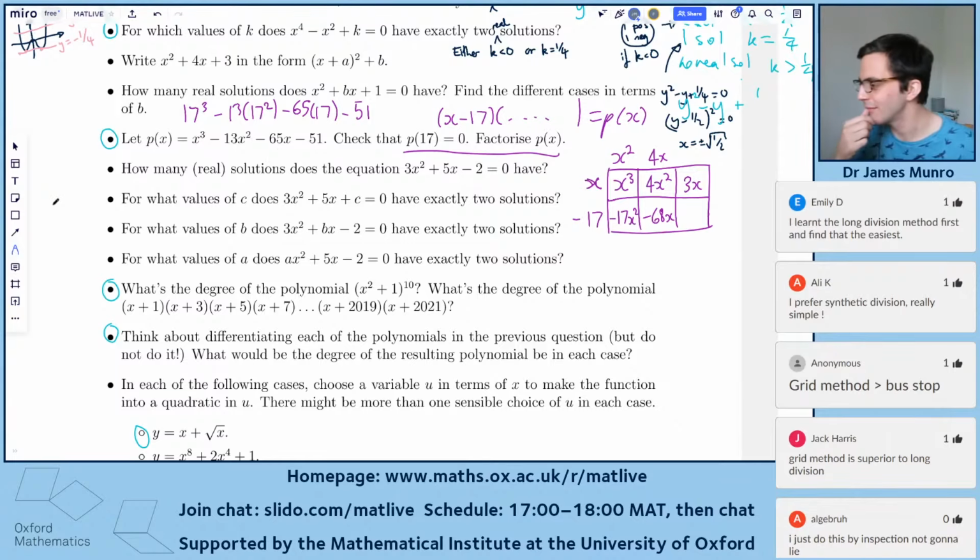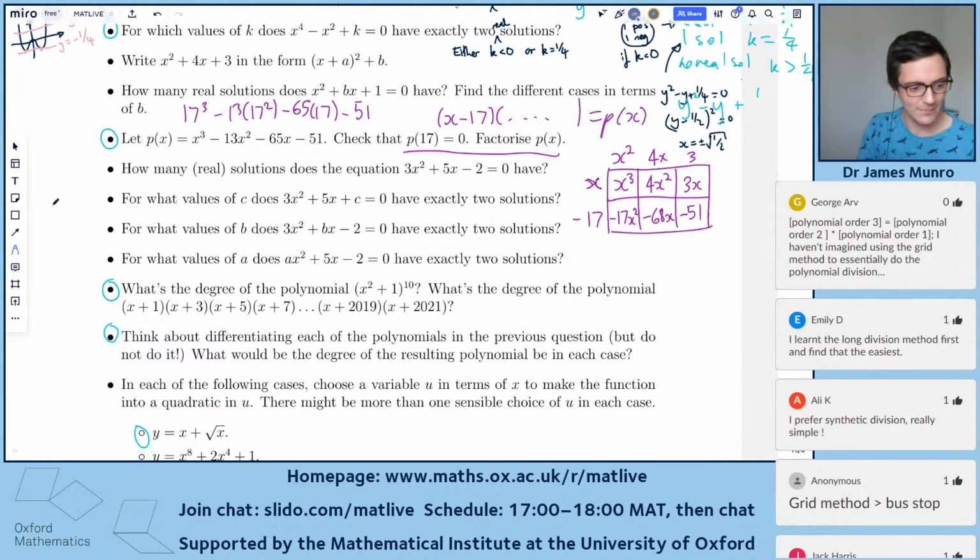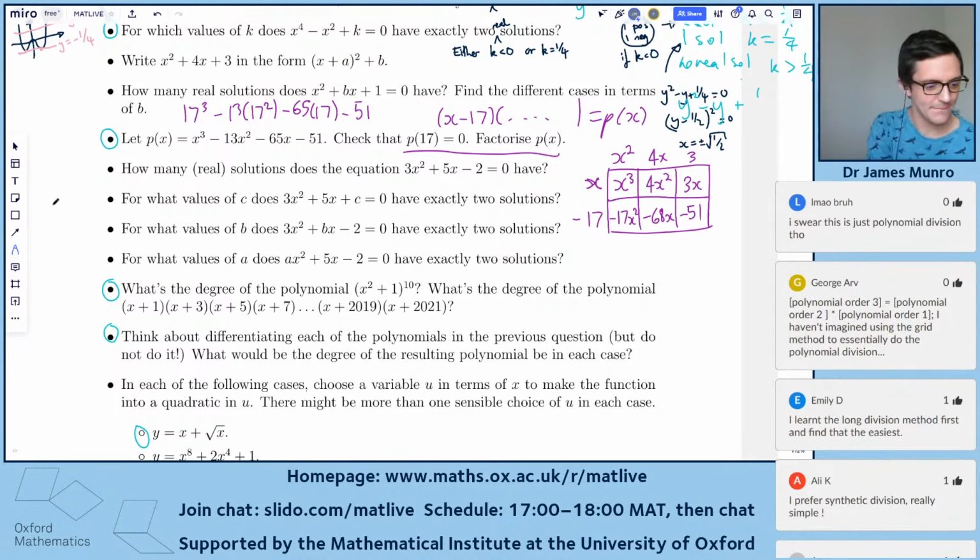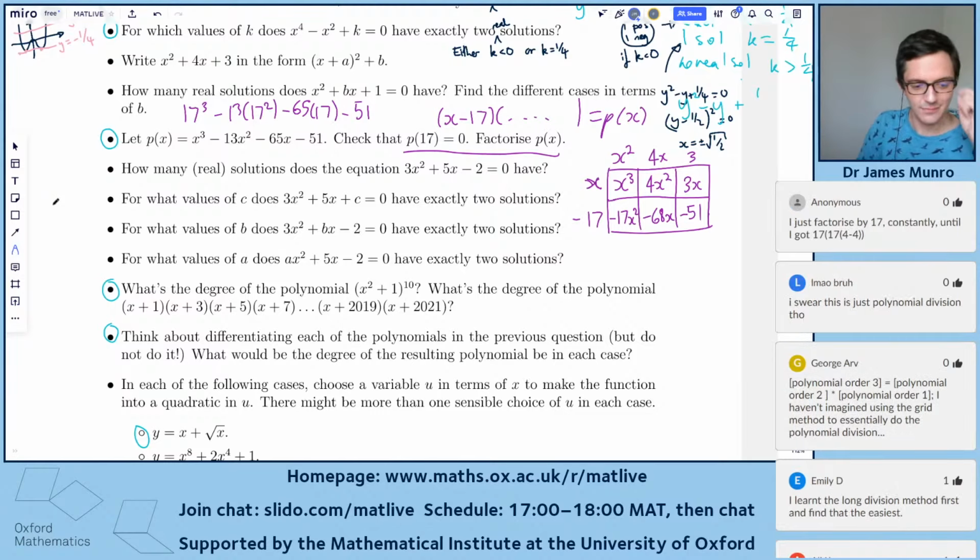So obviously we need to multiply by 3. So 3 times x is 3x. And then 3 times minus 17 is minus 51. And if you get the right constant in the bottom right box, that's a little check that lets you know that you've done it right. Because obviously you should have minus 51 at the end. There's nowhere else to go. So then we have factorised it into x minus 17 times x squared plus 4x plus 3.